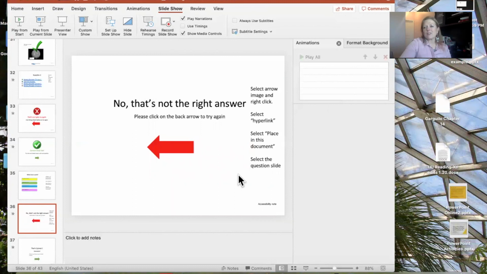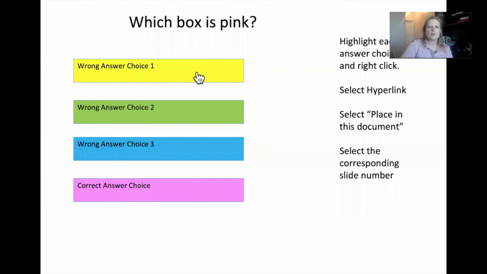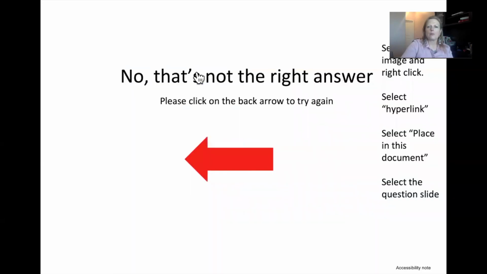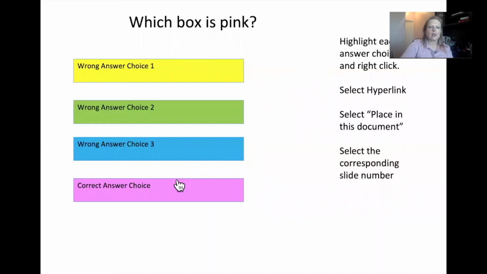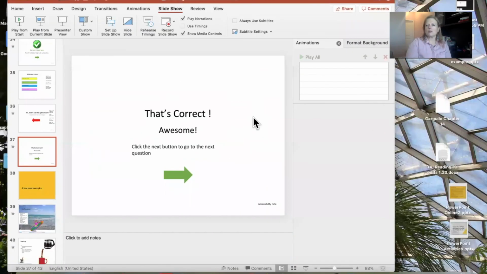So you could do a scavenger hunt, and the kid has to hunt around in the PowerPoint by clicking on answers to academic questions or something along those lines. So let's test it out. Which box is pink? Nope, not right. Let's go back. And yes, that's correct.